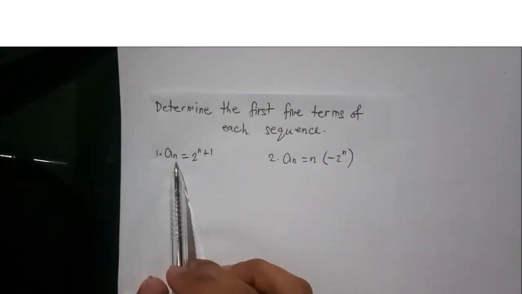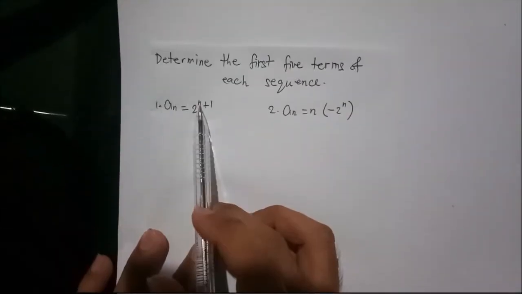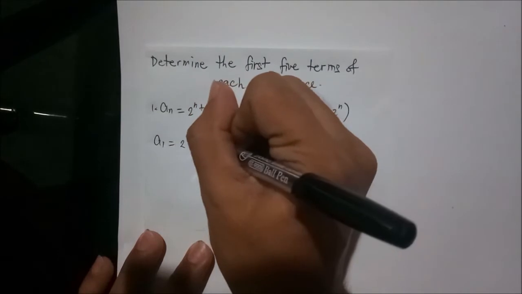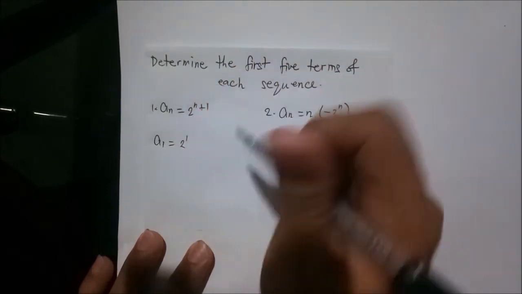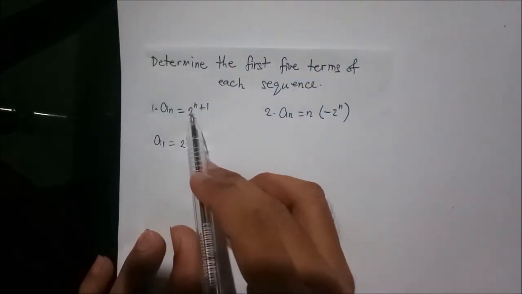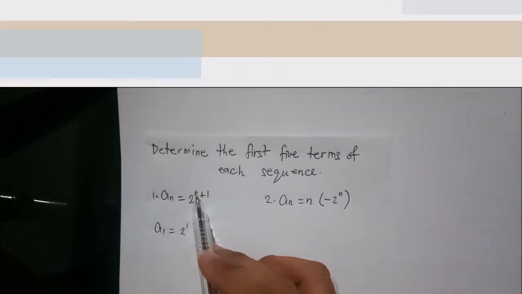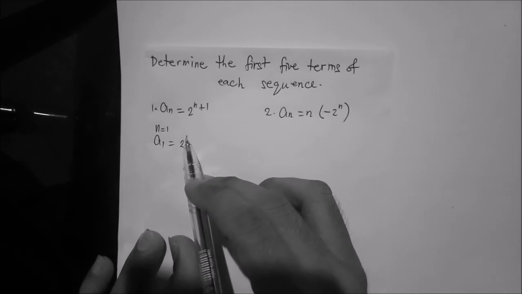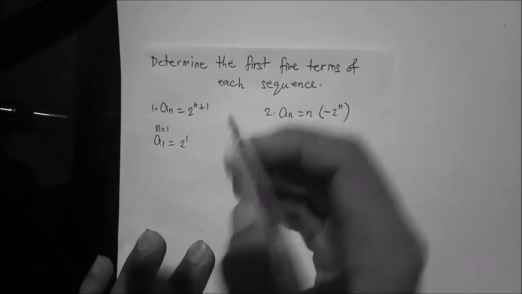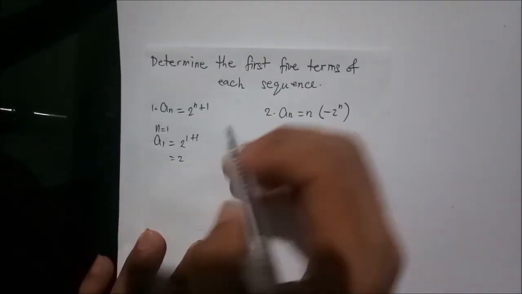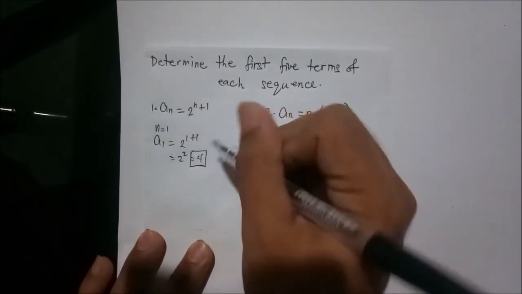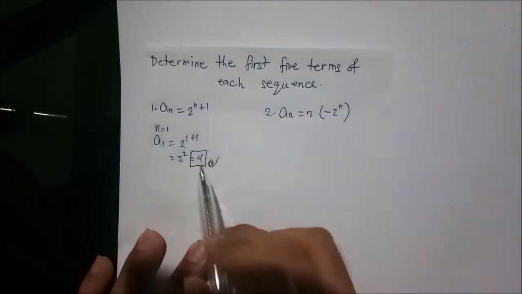Number 1 question, a sub n is equal to 2 to the power of n plus 1. A sub 1 equals 2 to the power of 1 plus 1, where n is the value of 1. So now substitute n equals 1. So 2 to the power of 1 plus 1, 2 times 2, 4. So the first term, or a sub 1, is 4.